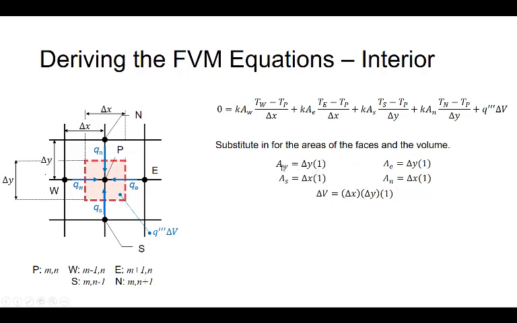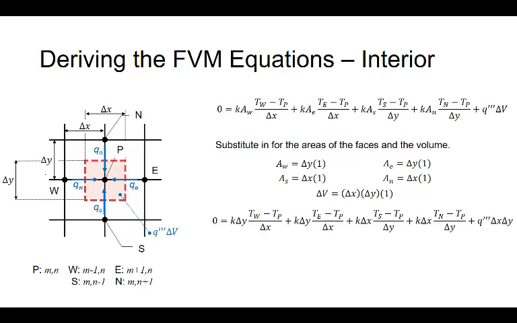So the area of the west face simply becomes delta y times 1. Similarly, the area of the east face is also delta y times 1. The area of the south face is the nodal spacing delta x times 1, and the area of the north face is the nodal spacing delta x times 1. The volume is delta x times delta y times 1. Stated simply, it is the length times the width times the height. We assume 1 meter depth into and out of the page.